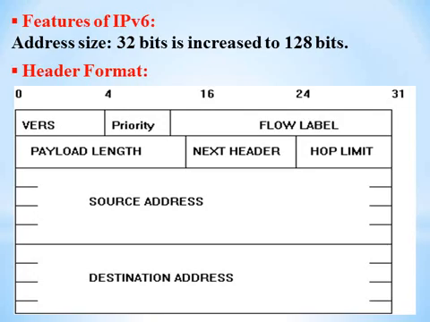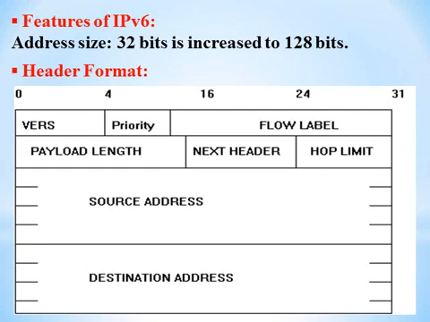Now move towards the features of IPv6. This is the most important feature, the address size, that is 32 bits is increased to 128 bits in the IPv6 protocol. The most important feature of IPv6 is nothing but the address size, that is 32 bits is increased to 128 bits.